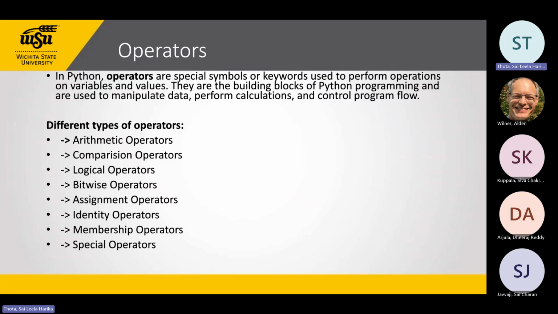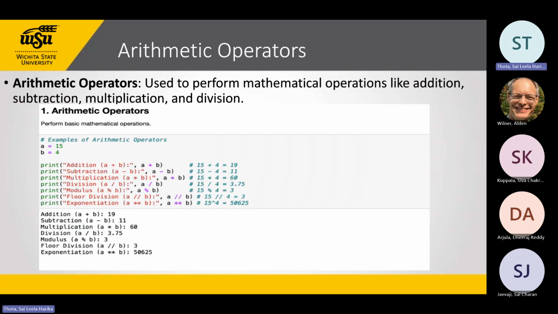Coming to operators, there are a lot of operators, and they are basically used to perform different operations. If you want to do addition, we need arithmetic operators. If you want to compare two or three values, we need comparison operators. And there are assignment operators, identity operators, and several others. We will discuss them one at a time.